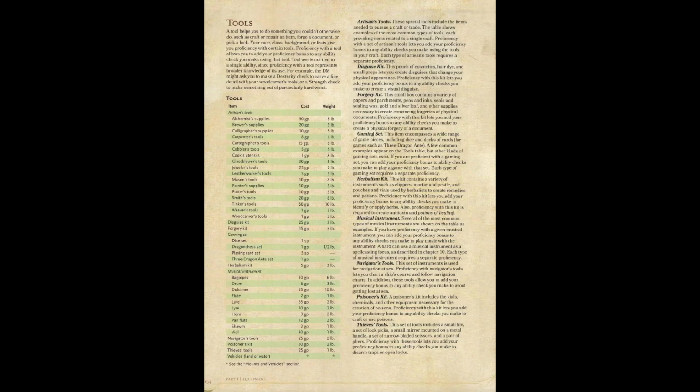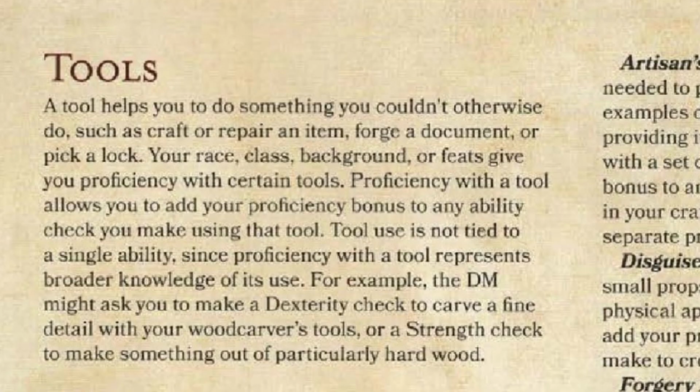Tools, kits, and instruments are detailed and listed on page 154 of the Player's Handbook. Firstly, to read the passage verbatim, a tool helps you do something you couldn't otherwise do, such as craft or repair an item, forge a document, pick a lock. Your race, class, background, or feats give you proficiency with certain tools. Proficiency with the tool allows you to add your proficiency bonus to any ability check you make using that tool. Tool use is not tied to a single ability, since proficiency with the tool represents broader knowledge of its use.